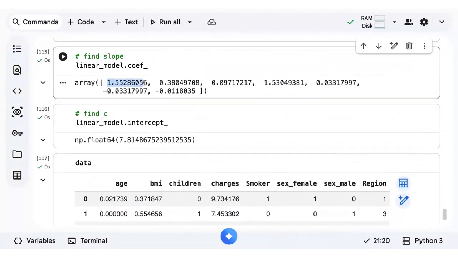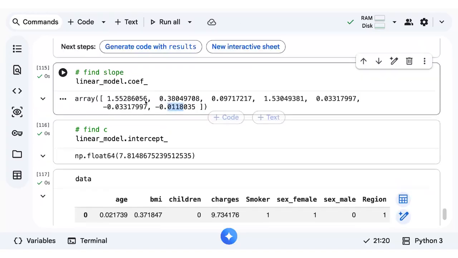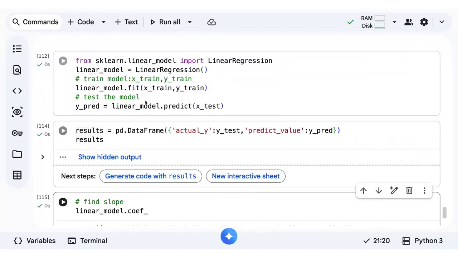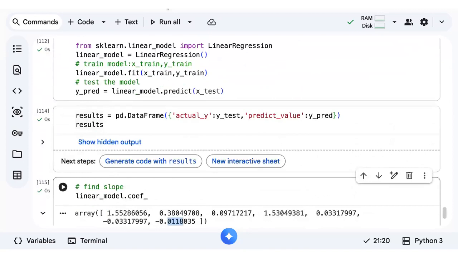Slope of age, slope of BMI, slope of children, slope of smoker, and so on. You use all these values, write an equation, substitute X values, it will work. It will give a prediction. We don't do it manually because there are so many columns, right? We use machine learning for that. That's it, simple. Model building is very simple. The only thing is, understanding is important.